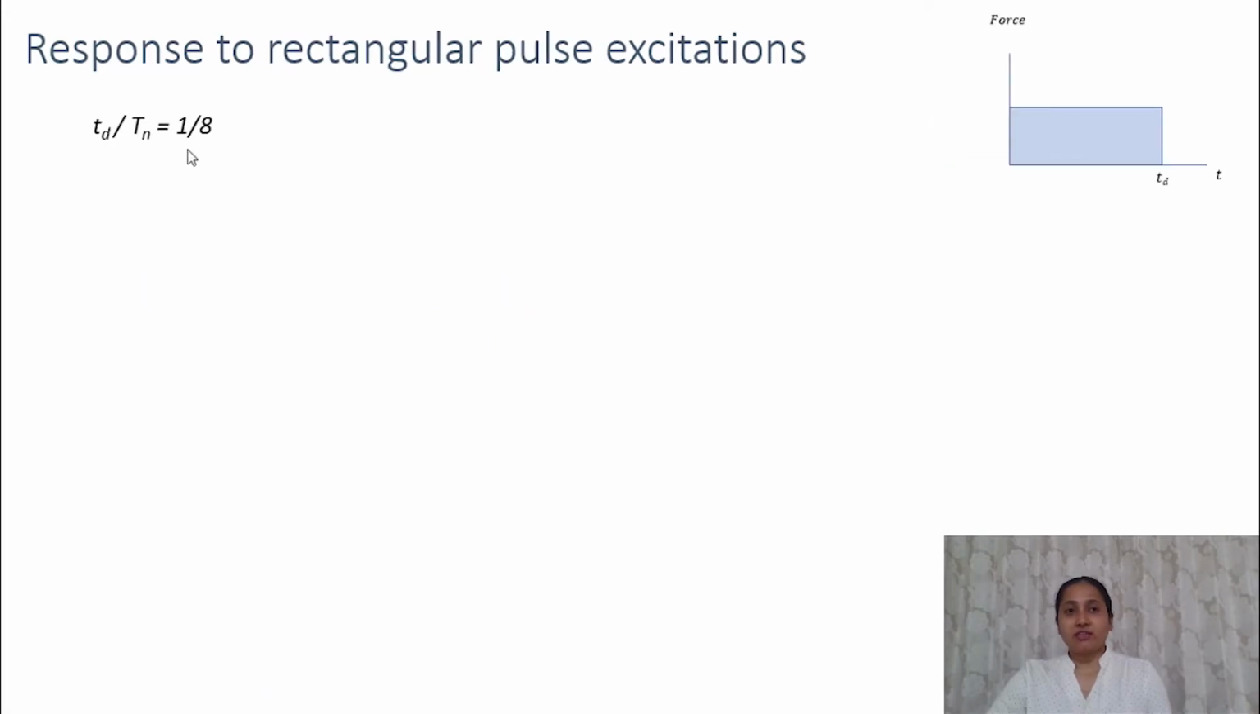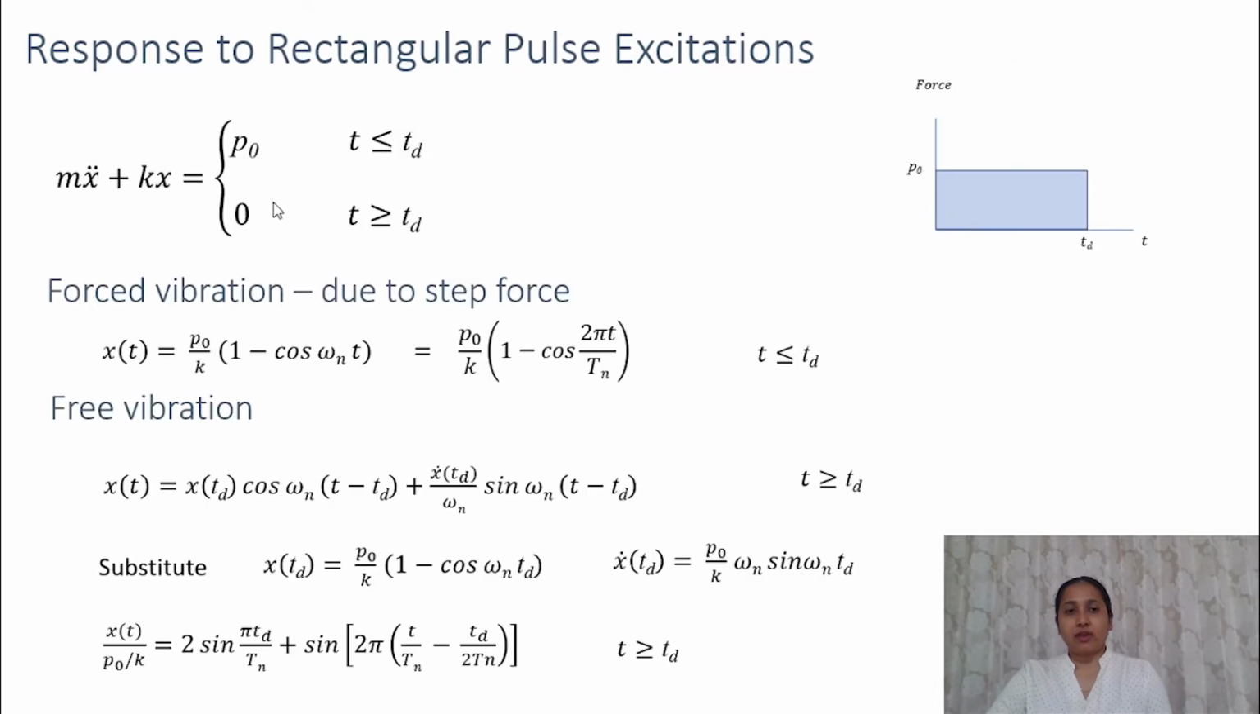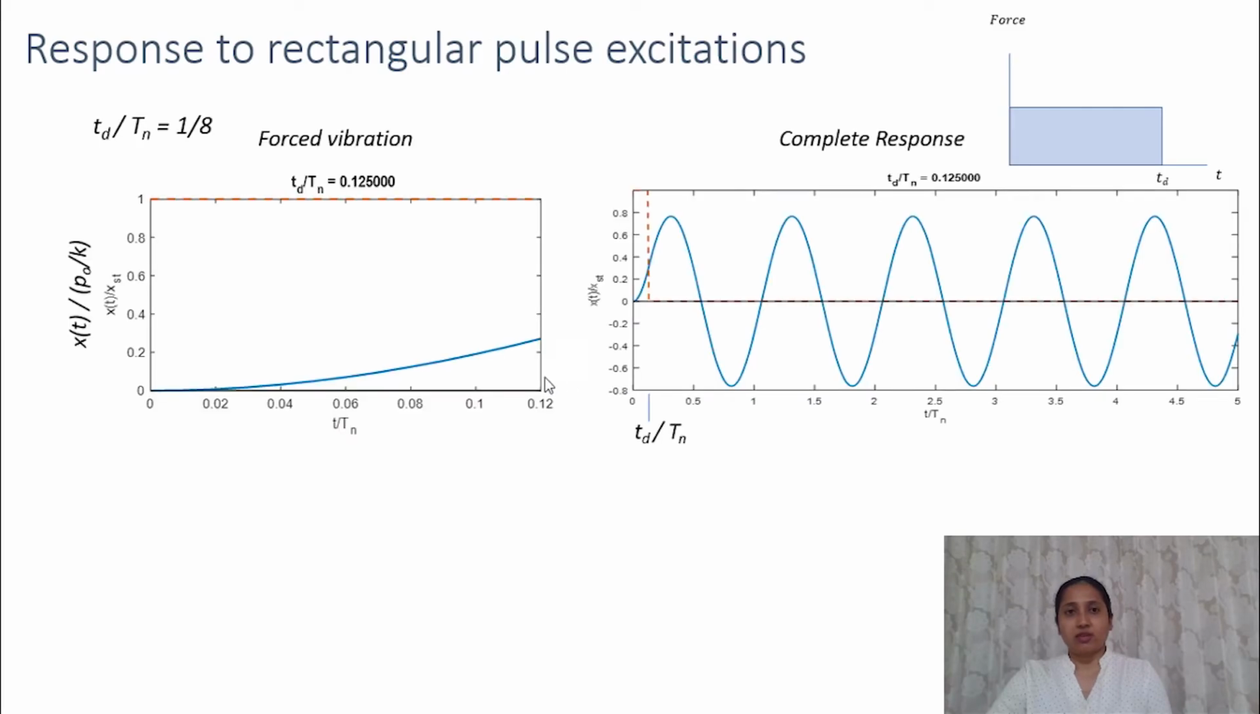For td by tn equal to 1 by 8, if we evaluate these two expressions and plot this, we would get the response. The complete response would be this. And during forced vibrations, that is when t is less than td, this is the response. This is in fact a normalized response. So we are plotting x(t) divided by p naught by k. This p naught by k is the static deformation. So these plots are for normalized displacement or deformation.